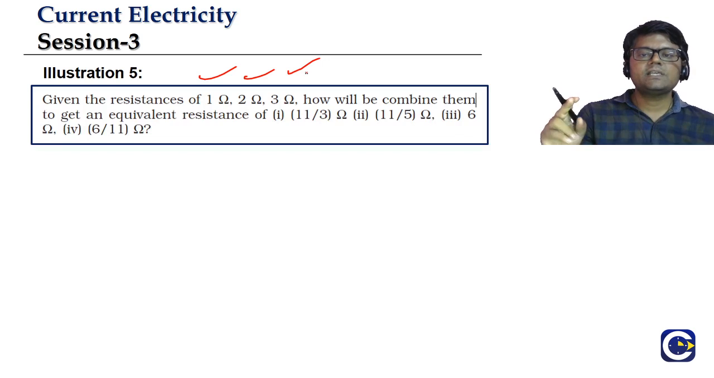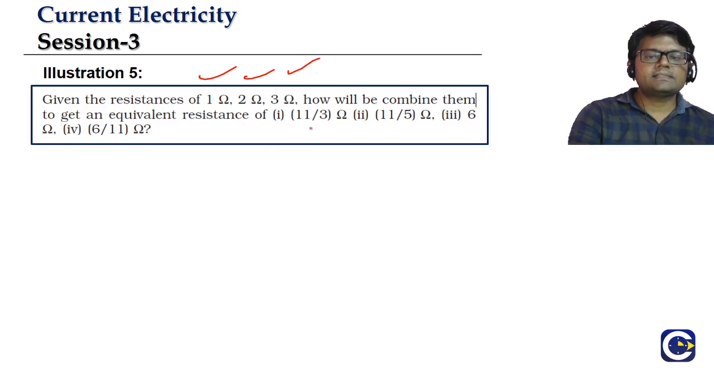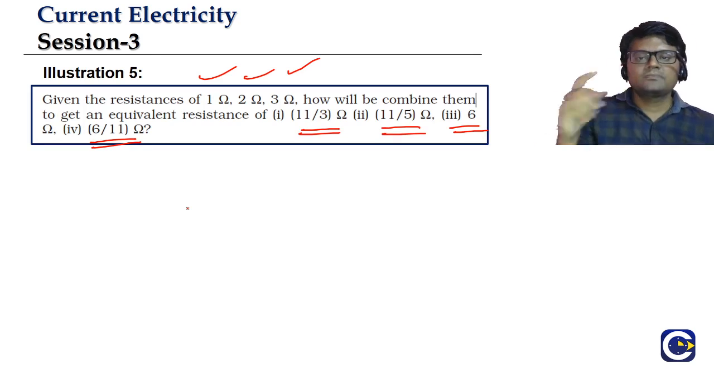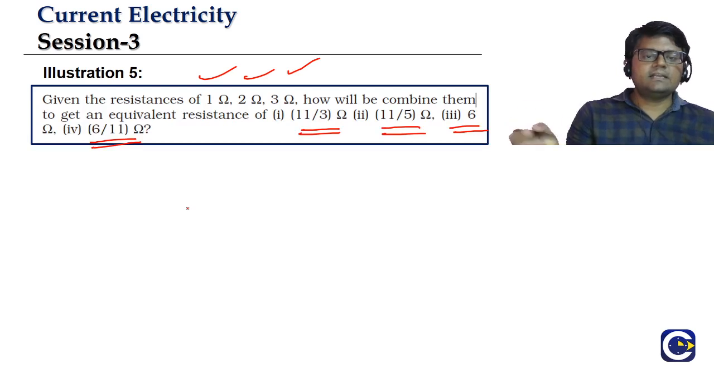The question is, how will we combine these resistors so that we get an equivalent resistance value of 11 by 3, 11 by 5, 6, and 6 by 11. So using these resistors, we have to get 11 by 3, 11 by 5, and we have to get 6 and 6 by 11.